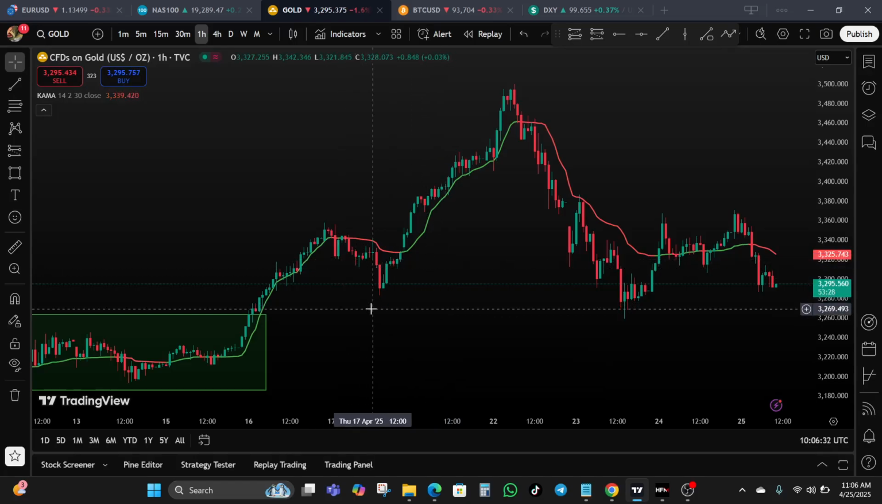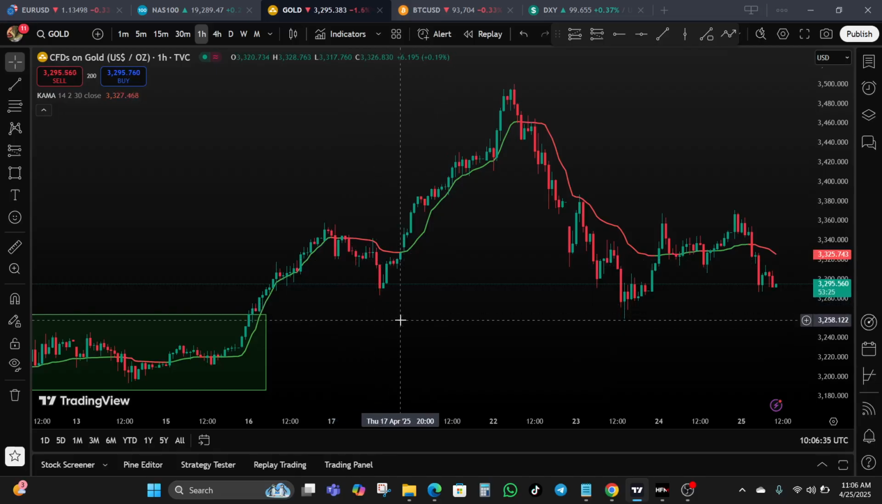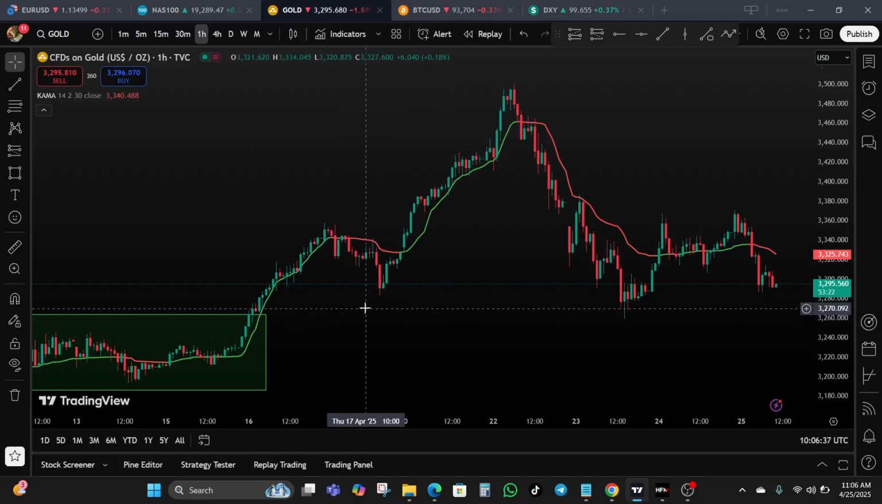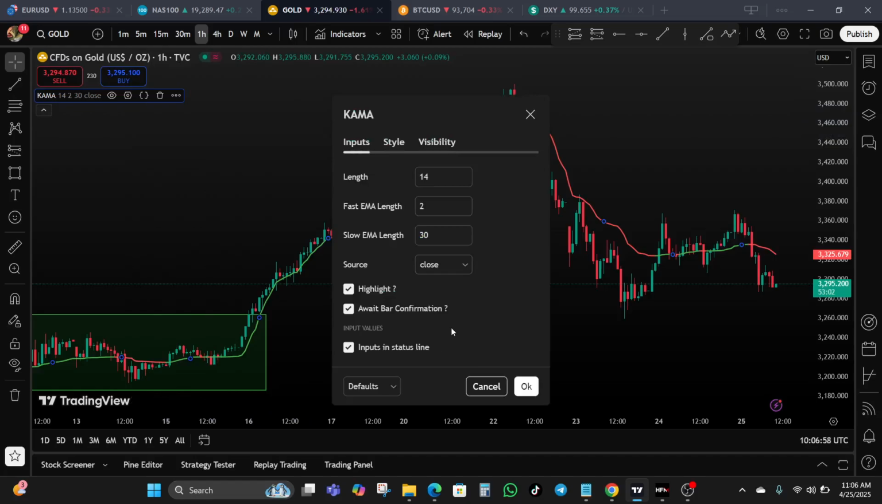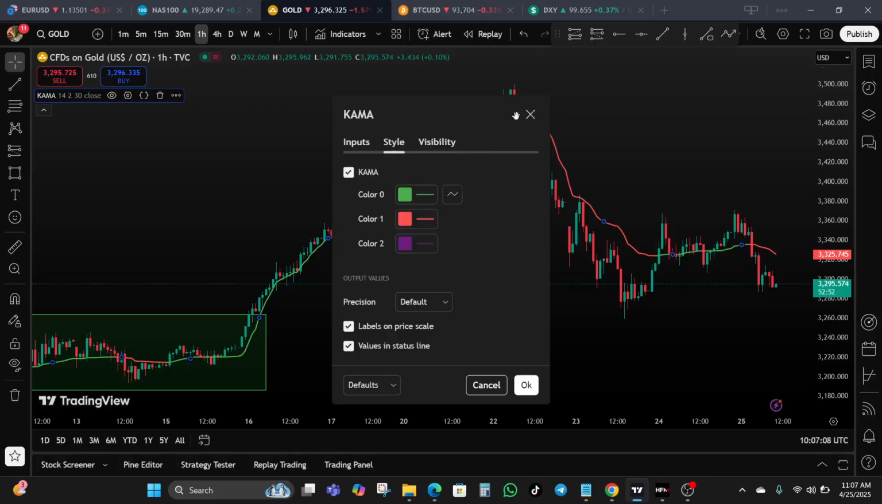Now let's just quickly talk setup. You load the KAMA indicator on your chart. The TradingView platform has the indicator already available, so if you're using TradingView, just go search for it and add it. But if you're using MetaTrader, you might have to look for it as a custom indicator, download it and add it to your indicators library. You can use the default settings. The default settings work fine, but depending on your trading style, you can decide to tweak the settings, the inputs, the style, and all of that.